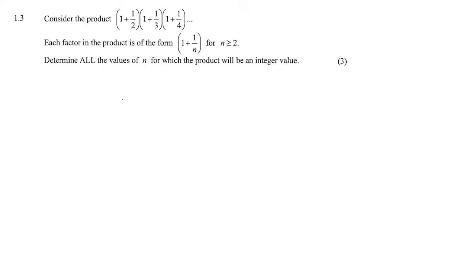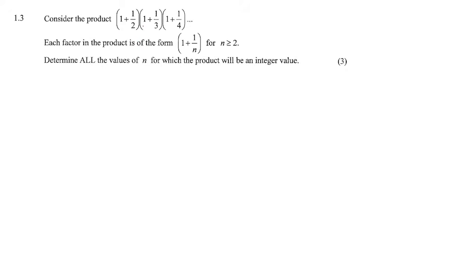Hi guys, today we'll be looking at more of a problem type question that involves factorizing. Consider the product 1 plus a half times 1 plus a third times 1 plus a quarter, and so on. Each factor in the product is in the form 1 plus 1 over n, for n greater than or equal to 2.